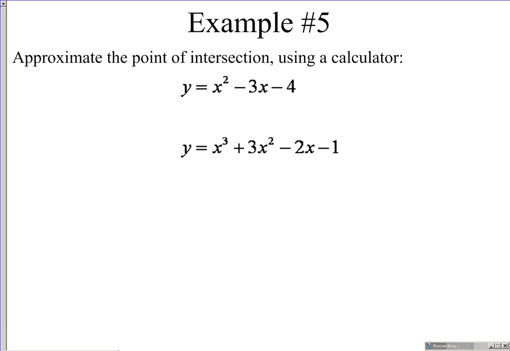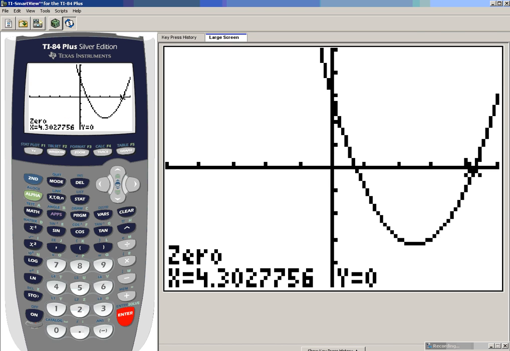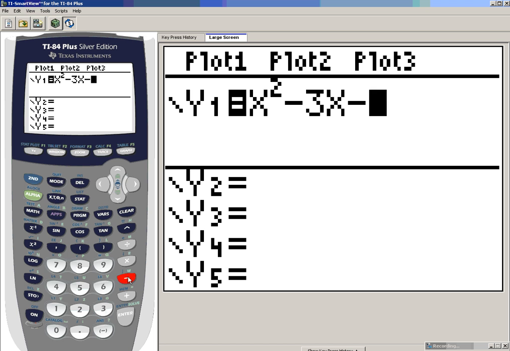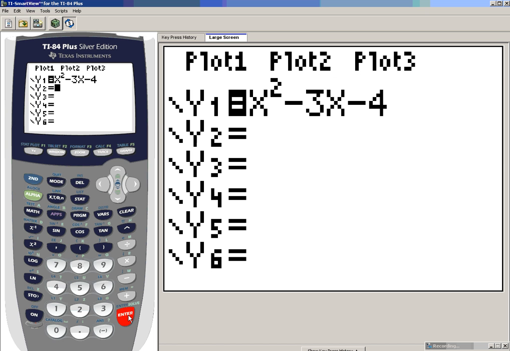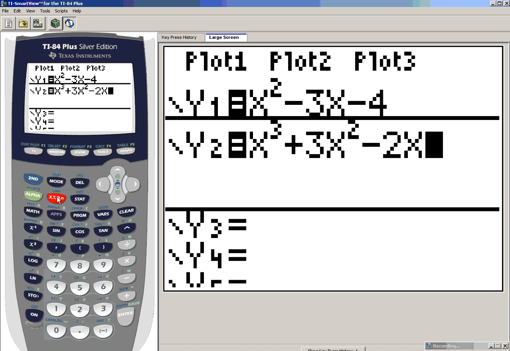Last one, example 5. Approximate the point of intersection using a calculator. So now again, we're going to go to our calculator and we're going to plug in both of these equations this time into our calculator. First one, y equals x squared minus 3x minus 4. Put in your second equation. We get y equals x cubed plus 3x squared minus 2x minus 1.